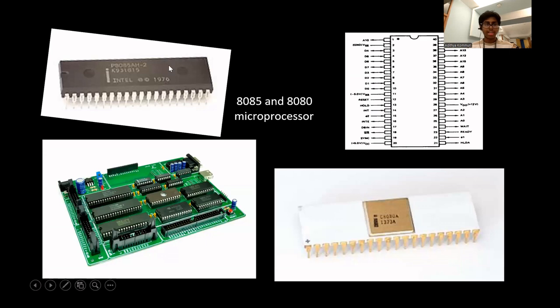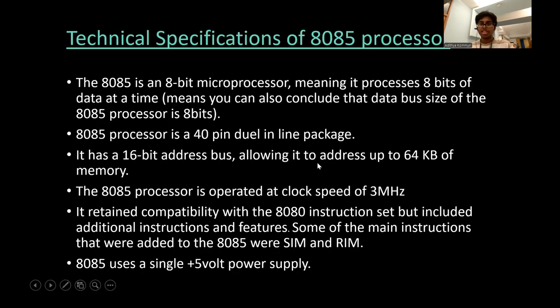If you look at this diagram, this is the 8085 processor and this is some of its internal structure. This is the 8080 processor and its pin diagram. Now let's look at some technical specifications of the 8085 processor. The 8085 processor is an 8-bit processor. Now what do we mean by 8-bit here? 8-bit means that it can process up to 8 bits of data, or the data bus size of the microprocessor is 8 bits. The 8085 processor is a 40-pin dual in-line package.